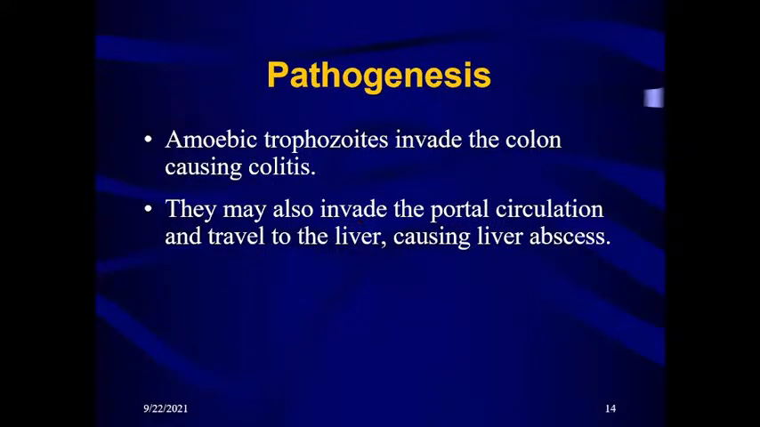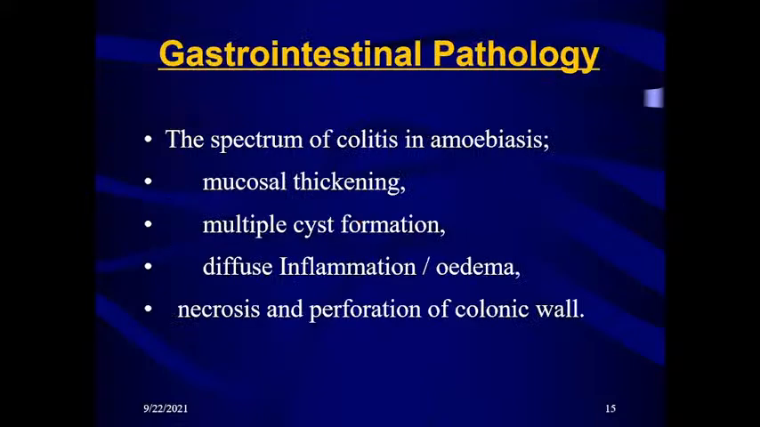Pathogenesis. Amoebic trophozoites invade the colon, causing colitis. They may also invade the portal circulation and travel to the liver, hence causing liver abscesses. The spectrum of colitis includes the following. You see mucosal thickening. These are gross findings when you do colonoscopy or an autopsy specimen. You see multiple cyst formations, diffuse inflammation and edema, necrosis and perforation of the colonic wall.